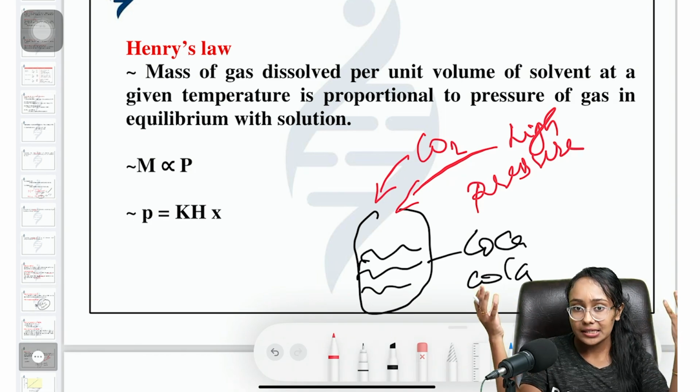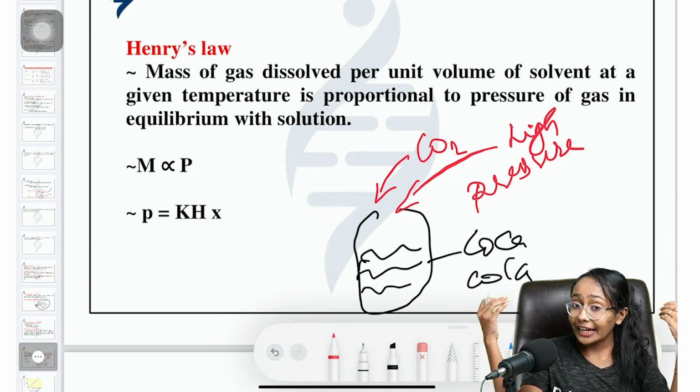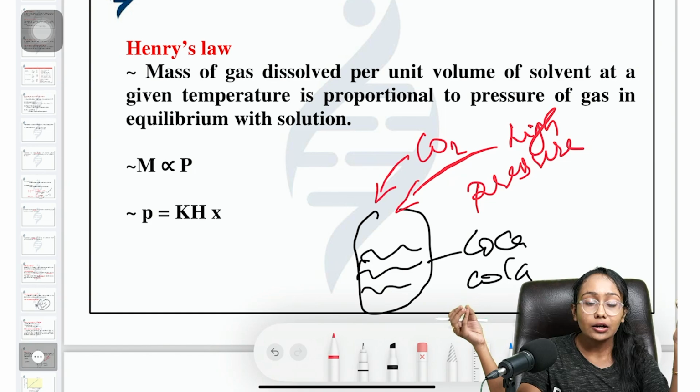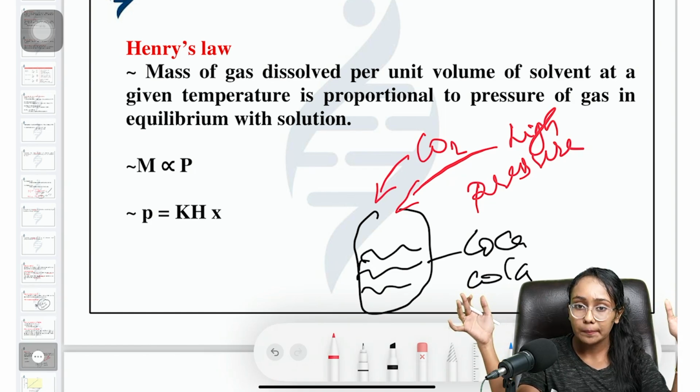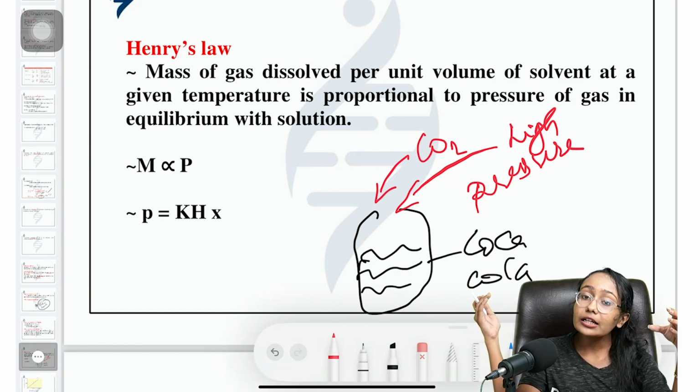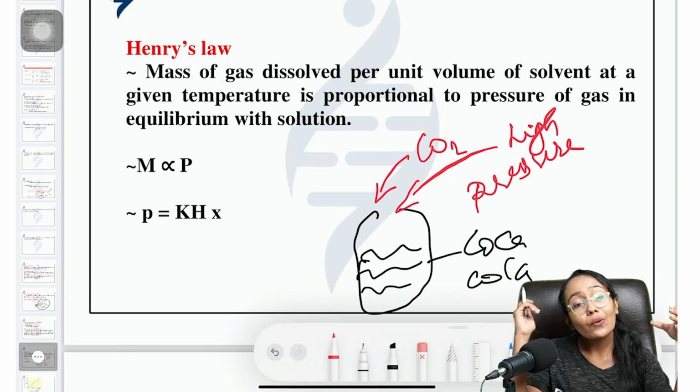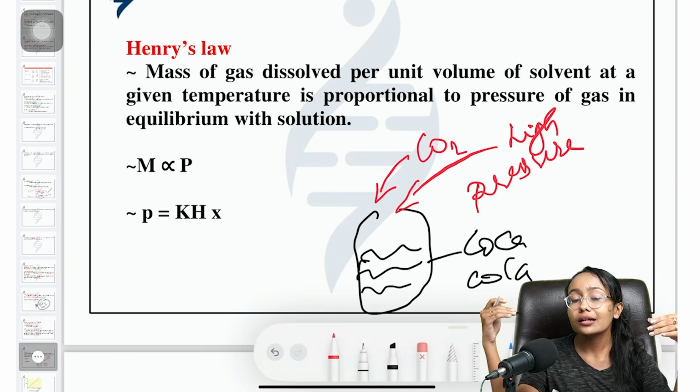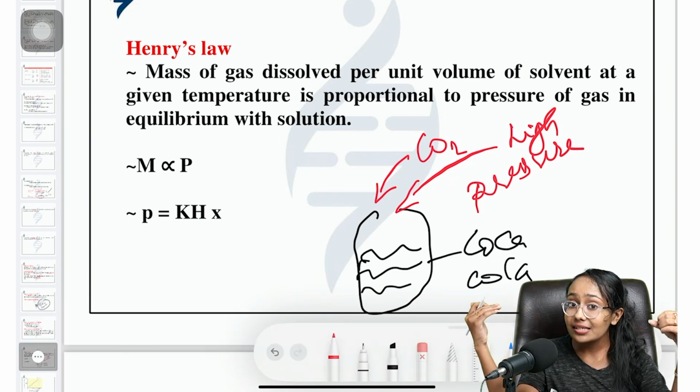Carbon dioxide is a gas, and Coca-Cola or any solution is in the form of liquid. Okay, so whenever I need to pass a gas into a liquid, so as to increase the solubility of the gas in that particular liquid, I need to increase the pressure.